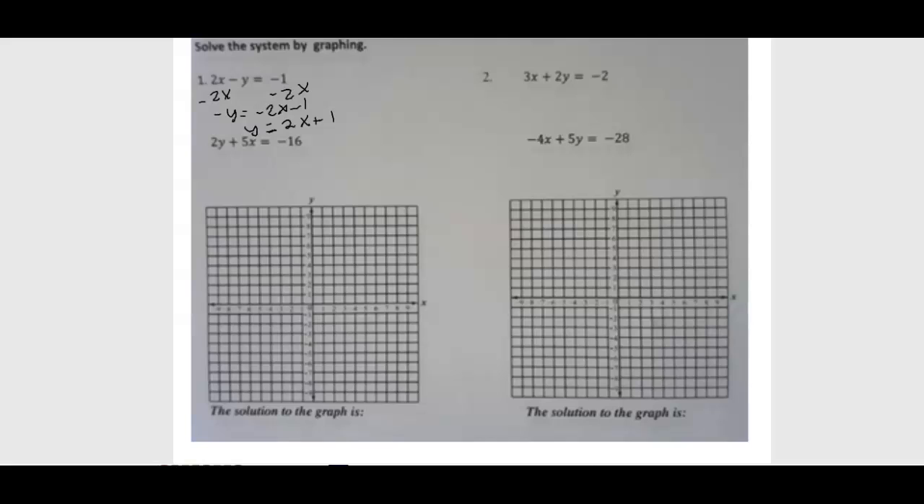So that's where you start the graph. What is my slope? Perfect. So my y-intercept is 1. My slope is 2. So I go up 2 over 1, up 2 over 1, up 2 over 1. Or down 2, left 1, down 2, left 1.